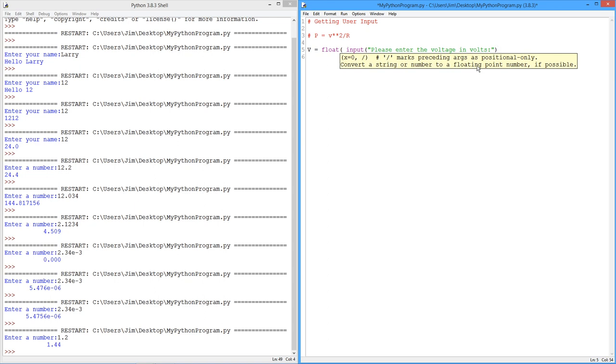Okay, I need to close the float function. Remember, you should always have balanced parentheses here, right? So here's the open for the input, here's the close, and there's the open for the float. All right, so that's going to get me V.